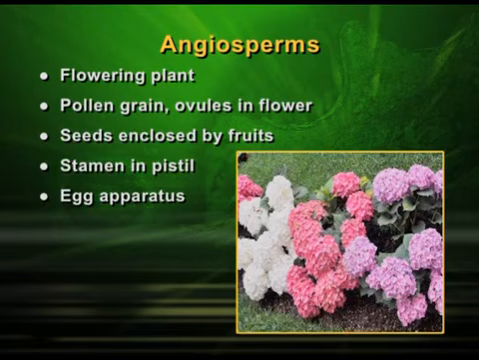So, pollen grains and ovules are within the flower. The main thing to note is that ovule is within the ovary or within the fruit. That means it is not naked, it is covered, whereas in the previous category, that is in gymnosperms, the seeds are naked. In angiosperms, the seeds are not naked. So, this is about angiosperms.